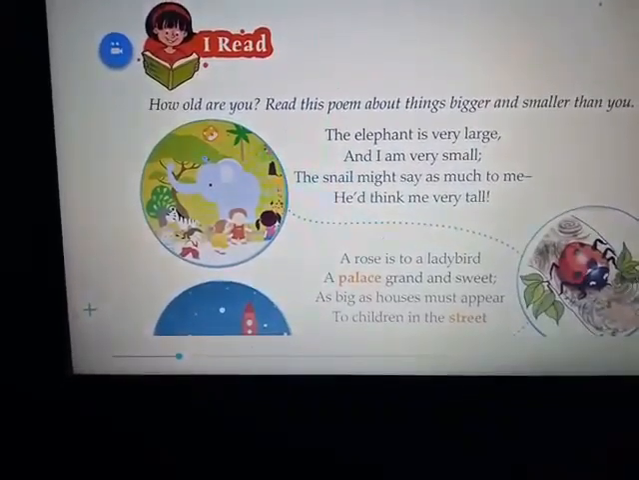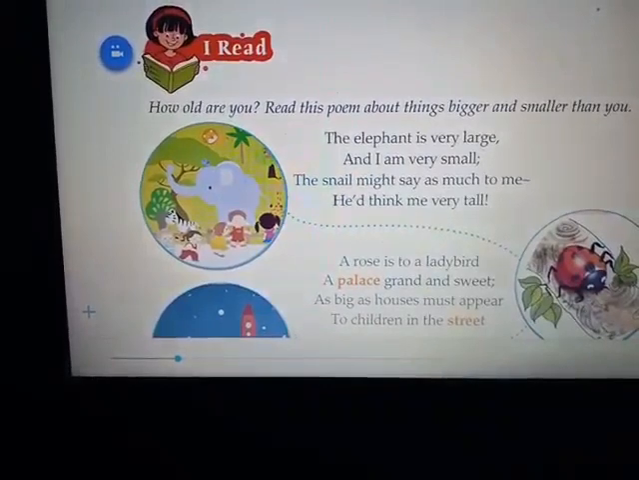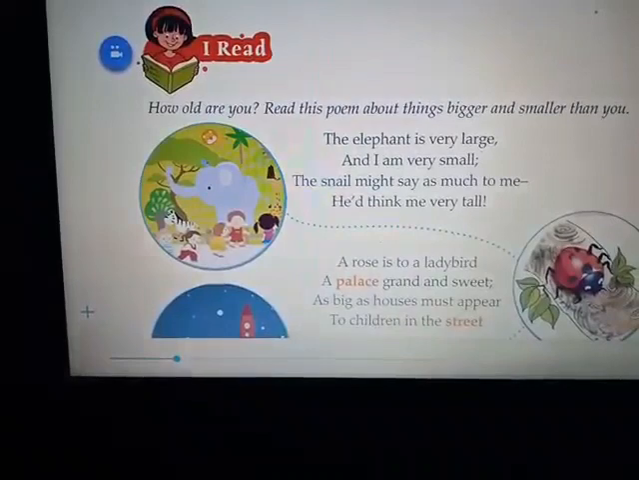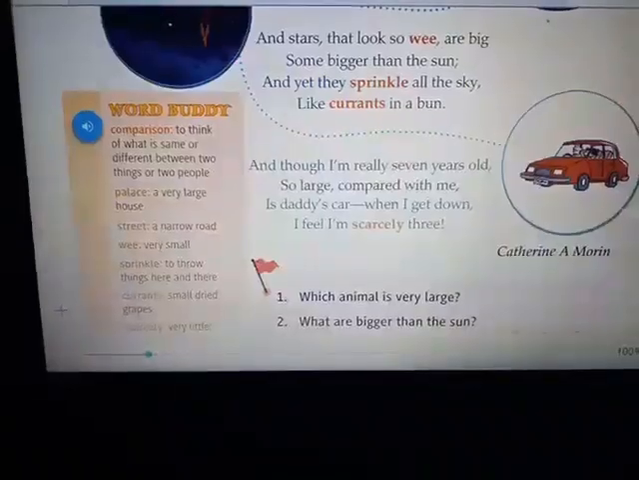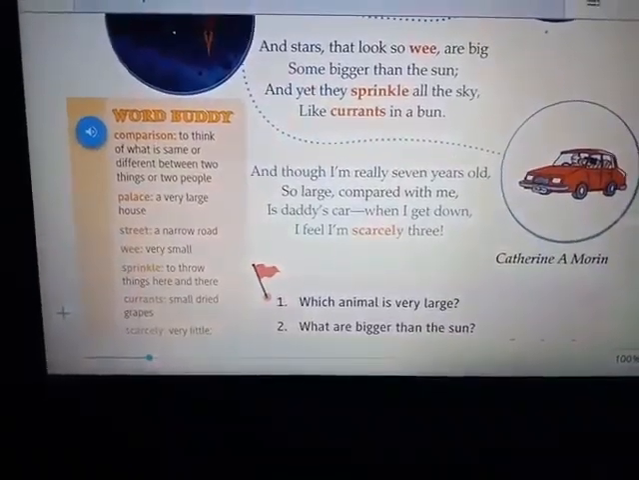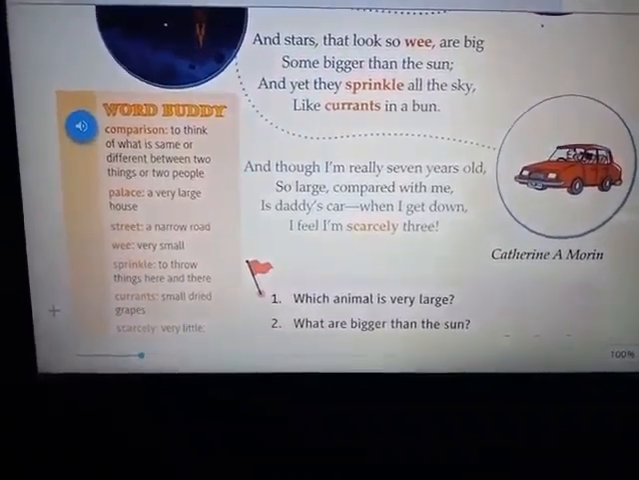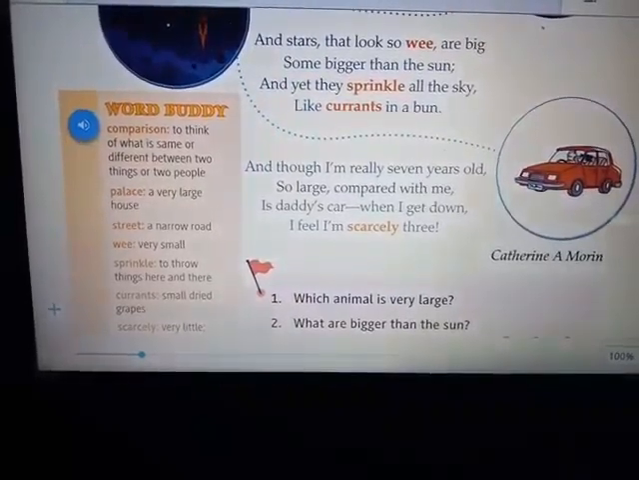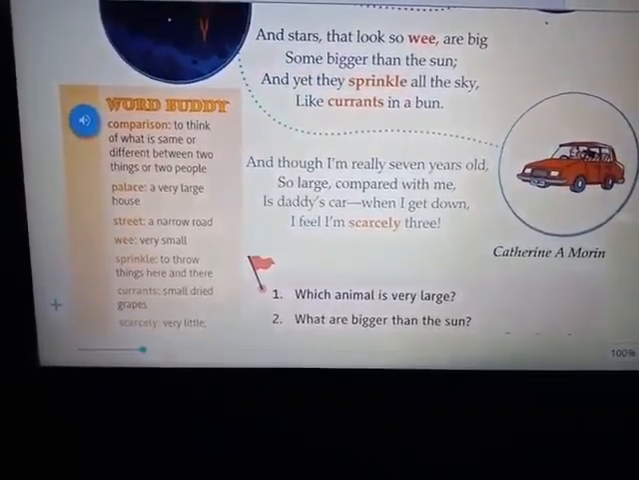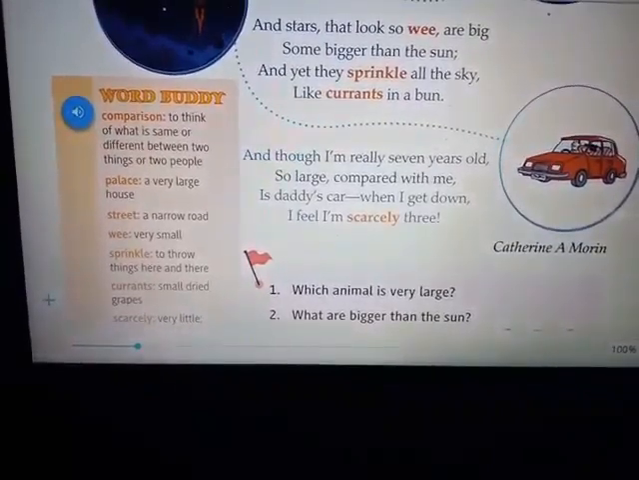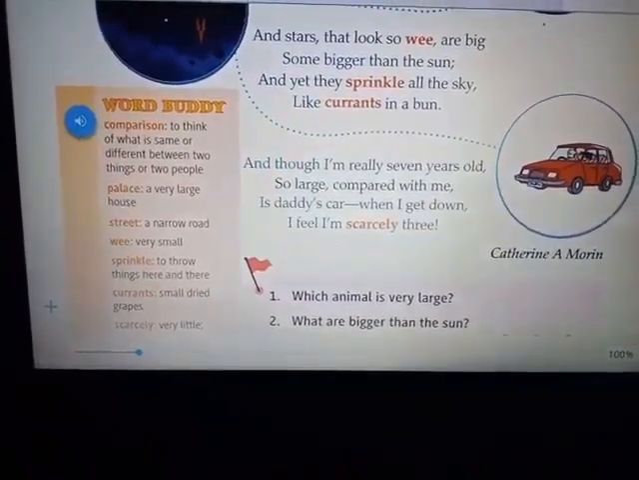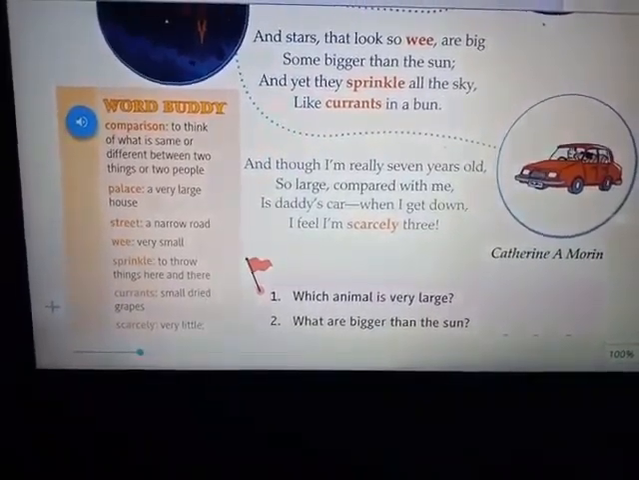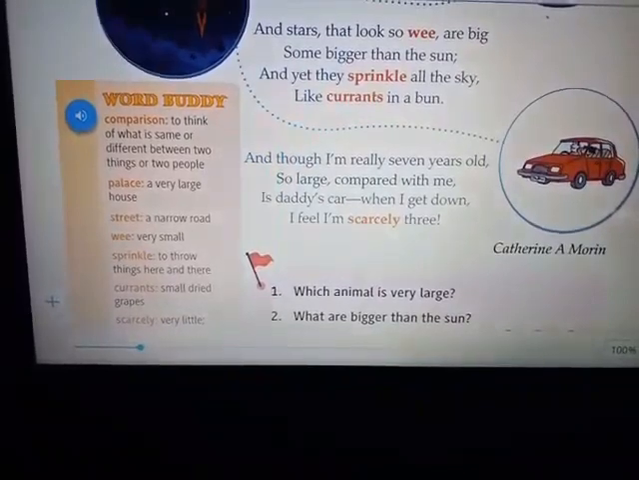A rose is to a lady bird a palace grand and sweet, as big as houses must appear to children in the street. And stars that look so wee are big, some bigger than the sun, and yet they sprinkle all the sky like currants in a bun. And though I am really 7 years old, so large compared with me is Daddy's car. When I get down, I feel I am scarcely 3.